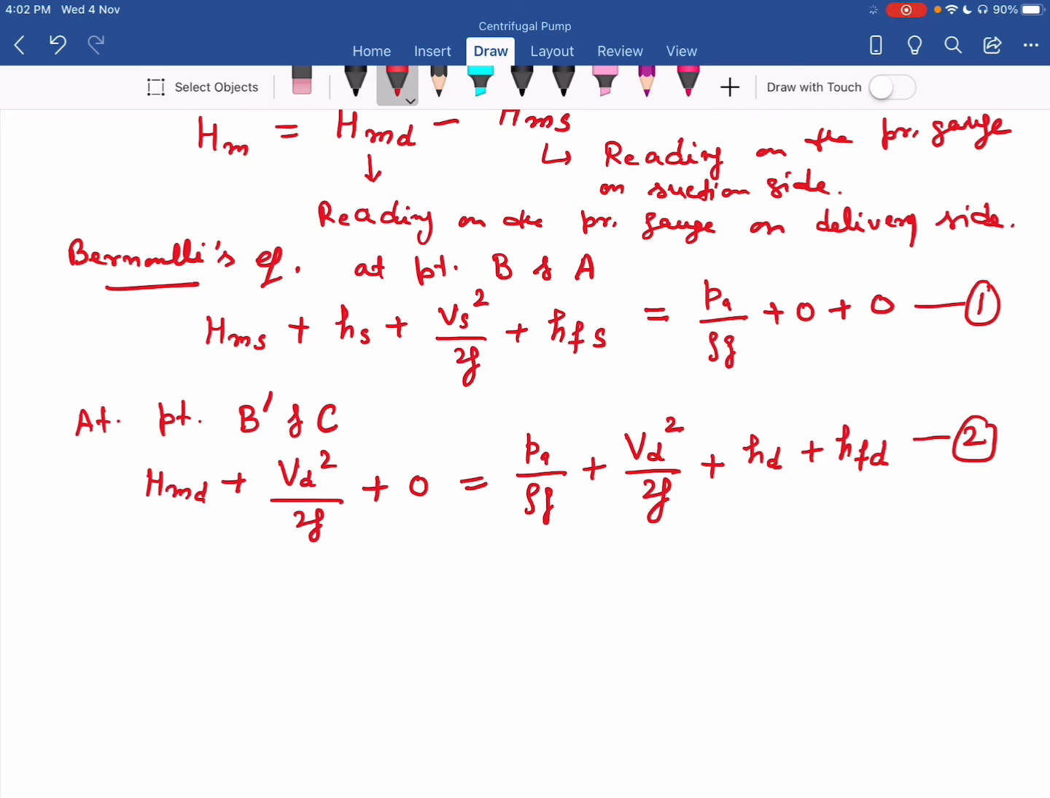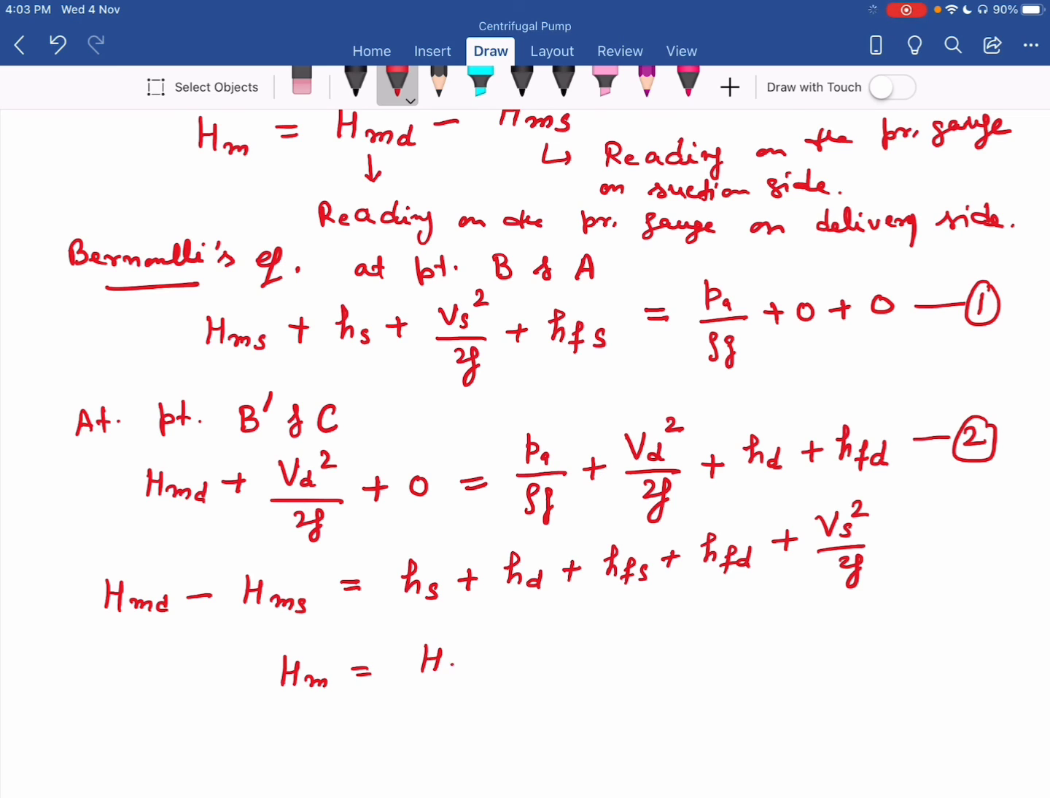Now I subtract equation 1 from equation 2, then I can write HMD minus HMS. That comes out to be HS plus HD plus HFS plus HFD plus Vs square divided by 2G. So my manometric head is equal to the static head HS plus HD, plus the total frictional head HFS plus HFD, plus Vs square divided by 2G.